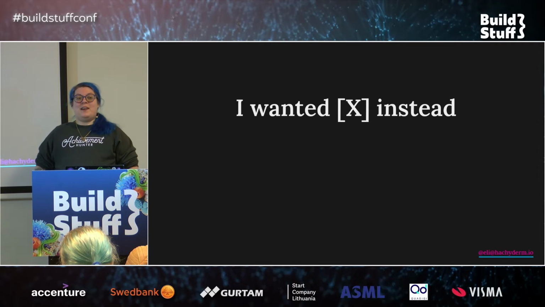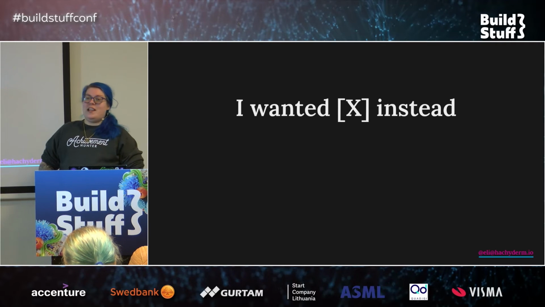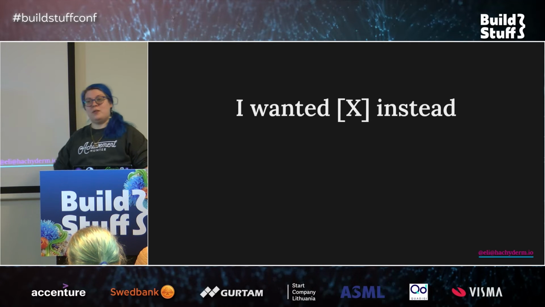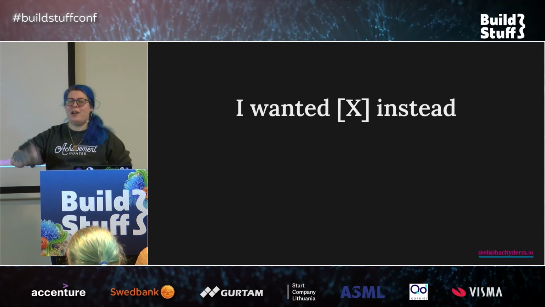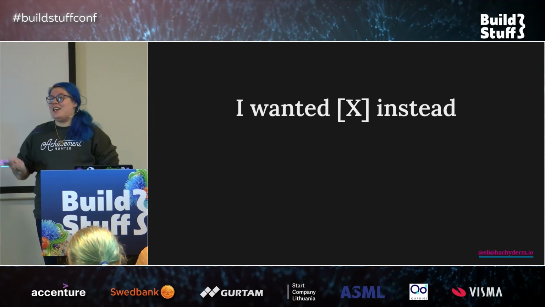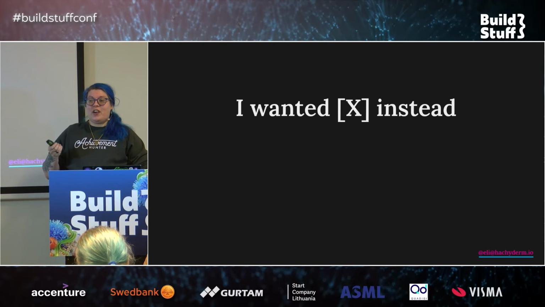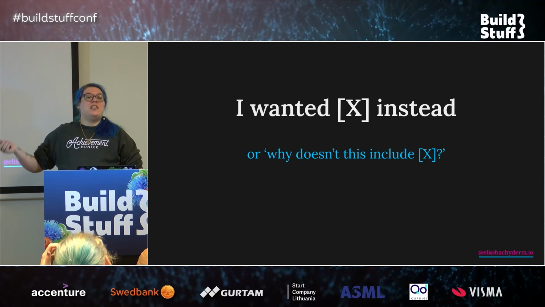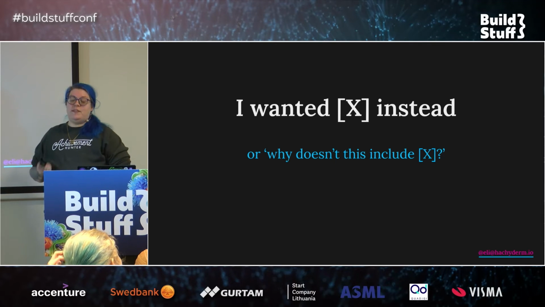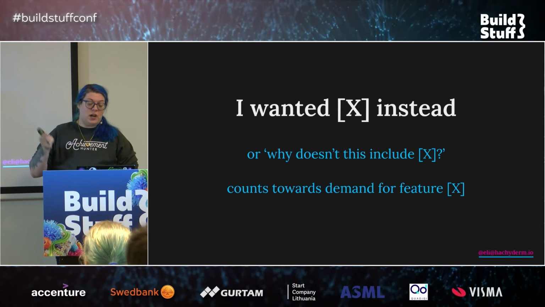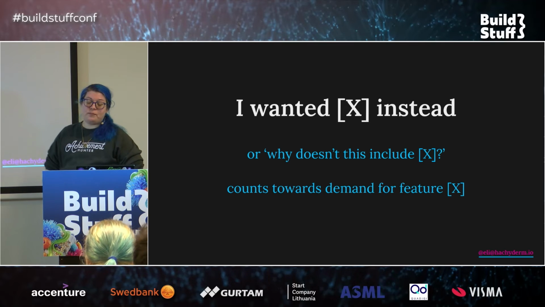I wanted something else instead. You made it easier for me to open a business account with your bank, but what I really wanted was a new mortgage calculator or something. I don't know. I don't work in banking. So this is actually a really common thing that you get. Or, why doesn't the thing that you just did include the thing I specifically want? If you track feature demand for your product, this counts towards that feature demand.